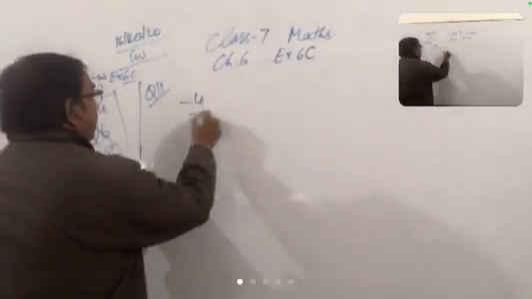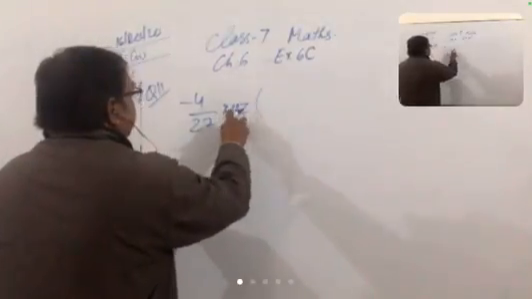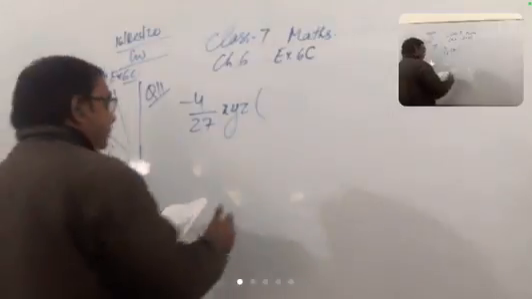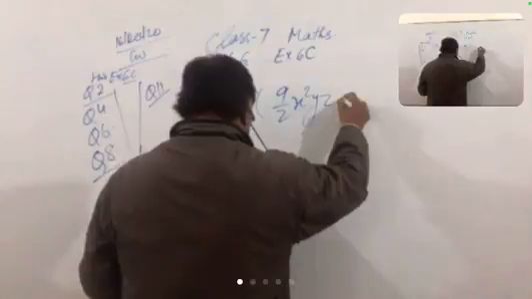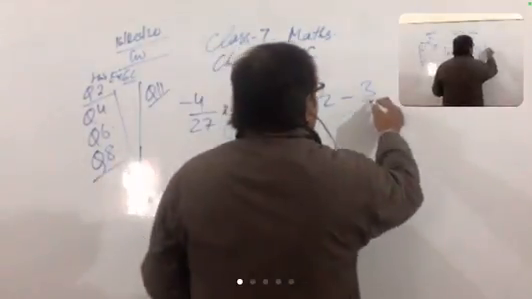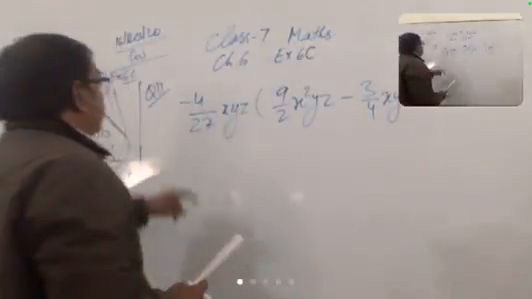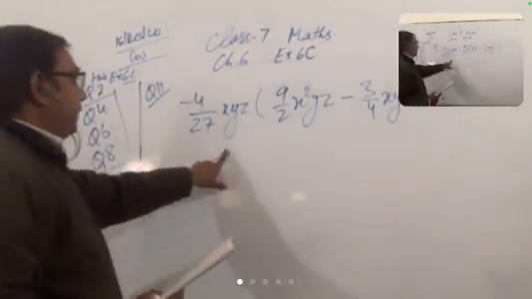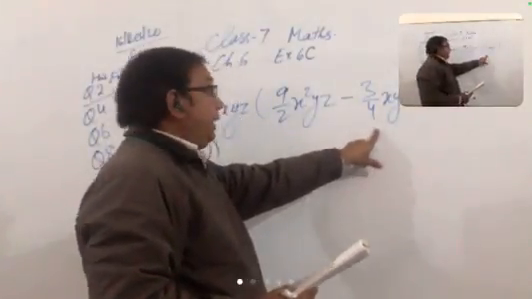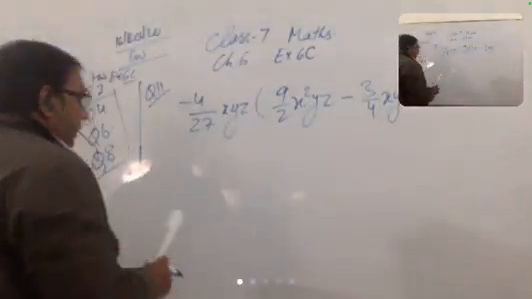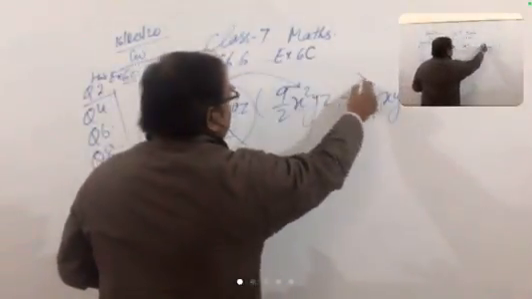It will be minus 4 upon 27 xyz, 9 upon 2 x square yz, and minus 3 upon 4 xyz square. Now again this is a complete term, so multiply first with this and then this.